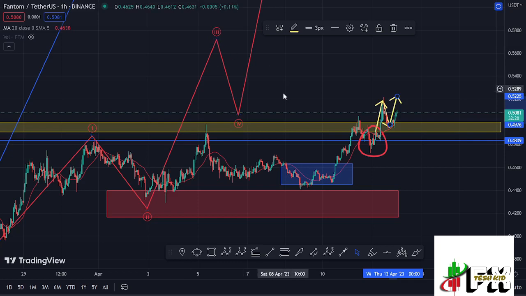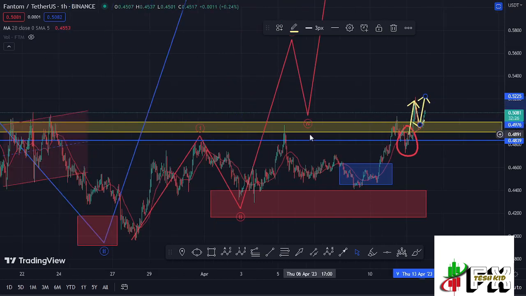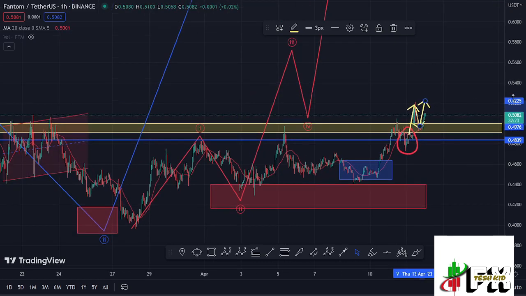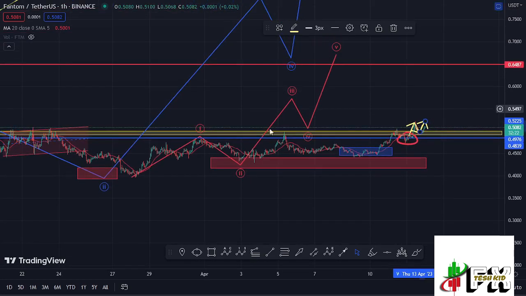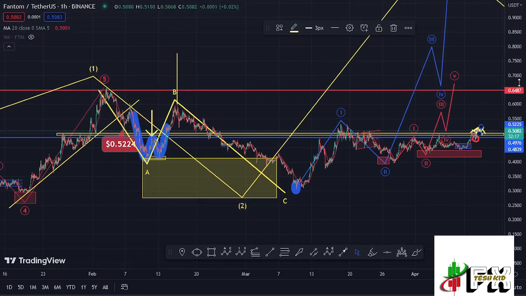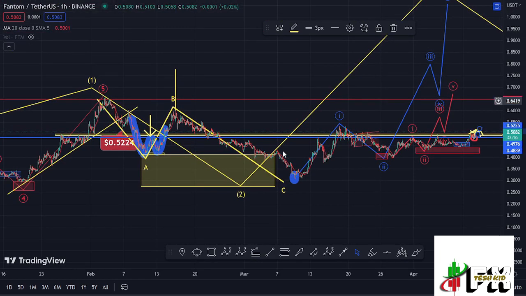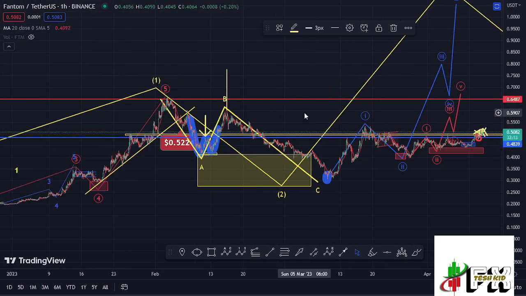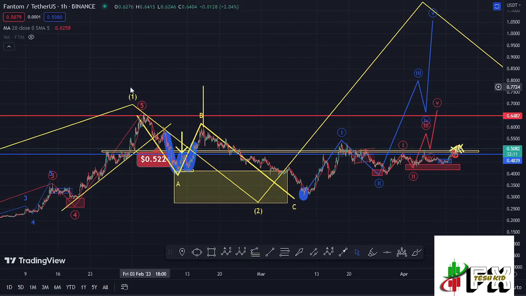So that is what I'm expecting here on the short-term scenarios, and those are my short-term target areas here on the Fantom chart. And getting to the long-term scenarios that I'm expecting here on the Fantom chart, you can see that I have this Elliot wave structure in yellow, where we peaked in that first wave in a move that gave us a high at around the $0.65 mark.